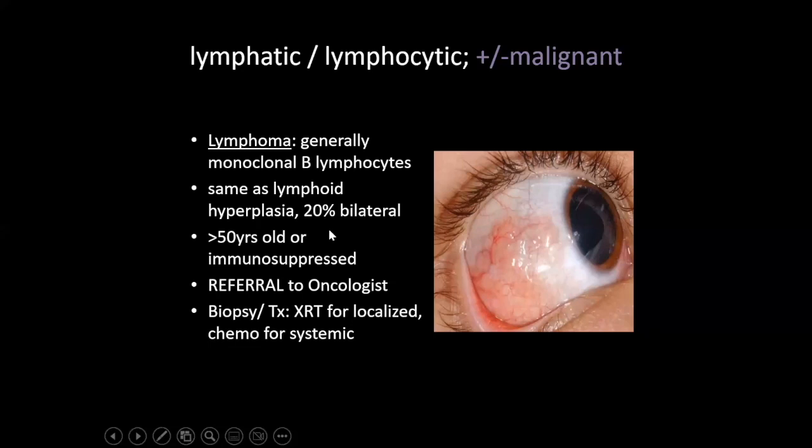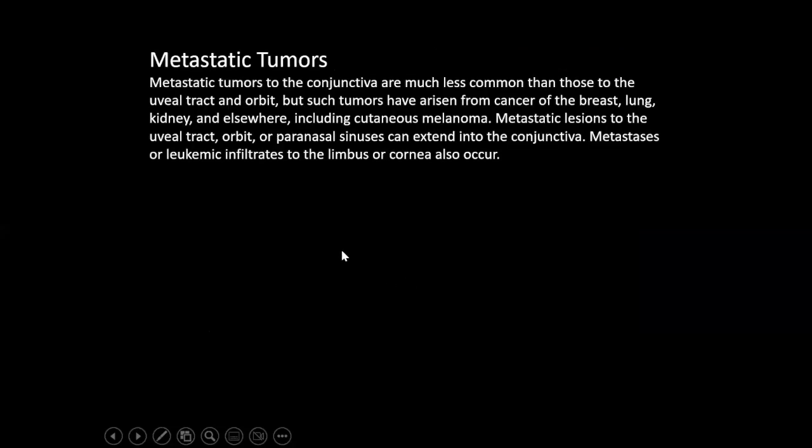In 20% of cases, it's bilateral. And it's common among people older than 50 years or immunosuppressed. It's supposed to be managed by the oncologist. Then we have metastatic tumors. Important to note that as far as the cornea and conjunctiva are concerned, we don't have as many metastatic tumors affecting them as we do for the uveal tract and the orbit. But there are some tumors like breast malignancies, lung malignancies, kidney malignancies. They can have secondaries manifesting in the conjunctiva.